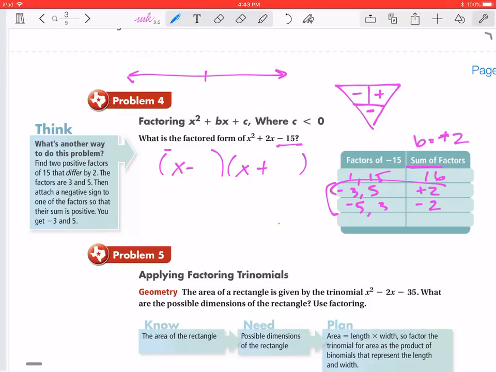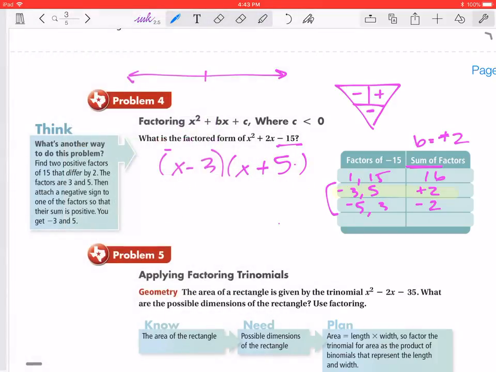Since we want a positive 2, these are the factors here that we want to use. So we're going to put that in place of our positive, and that's going to be 5, not 2. And then this is going to be negative 3.